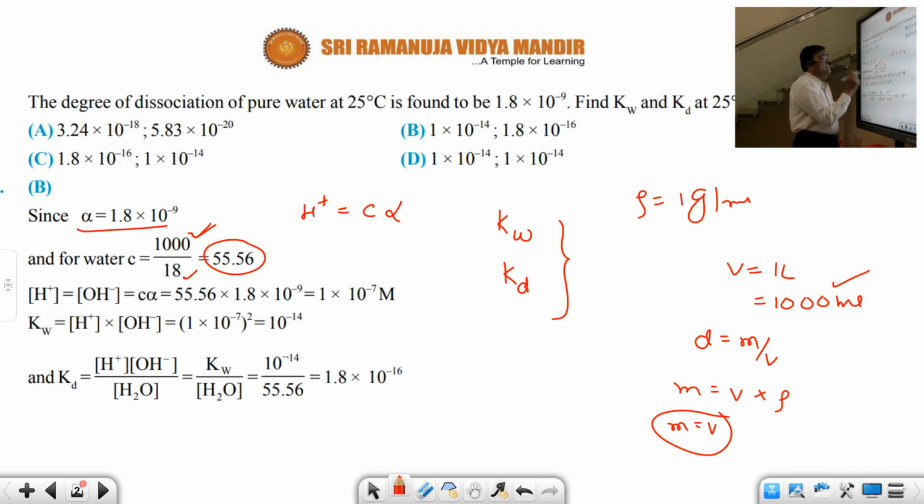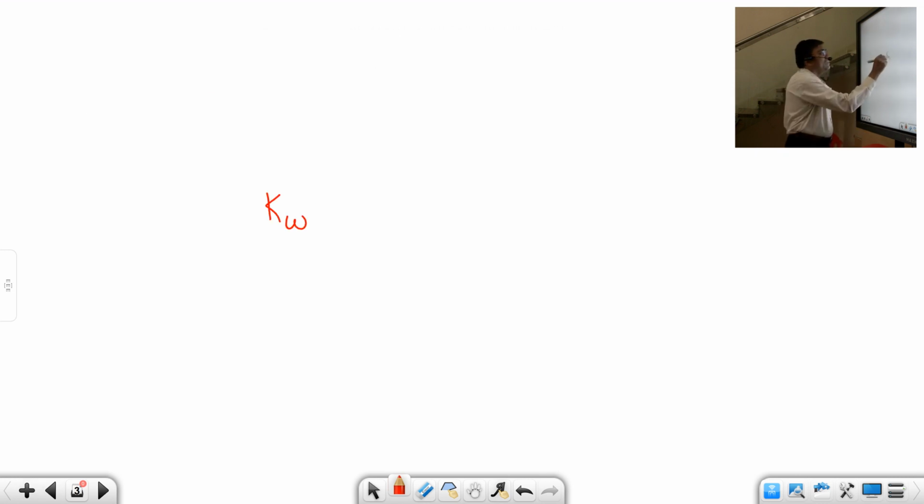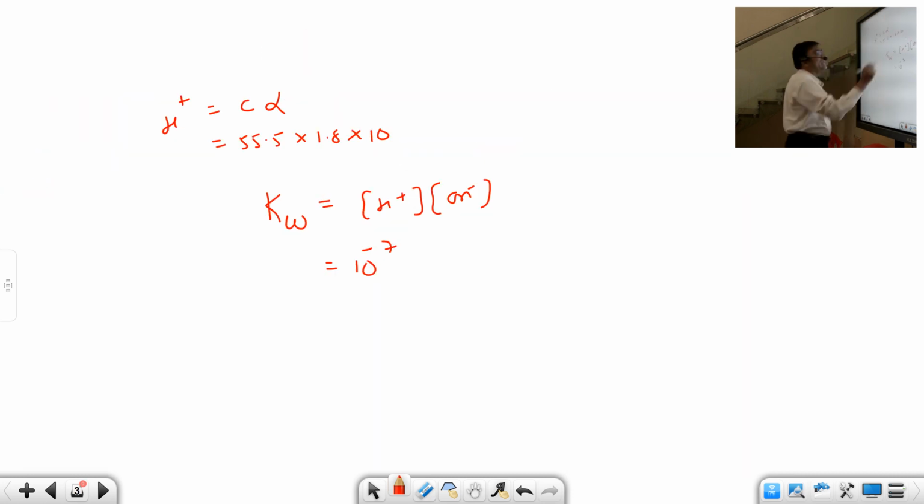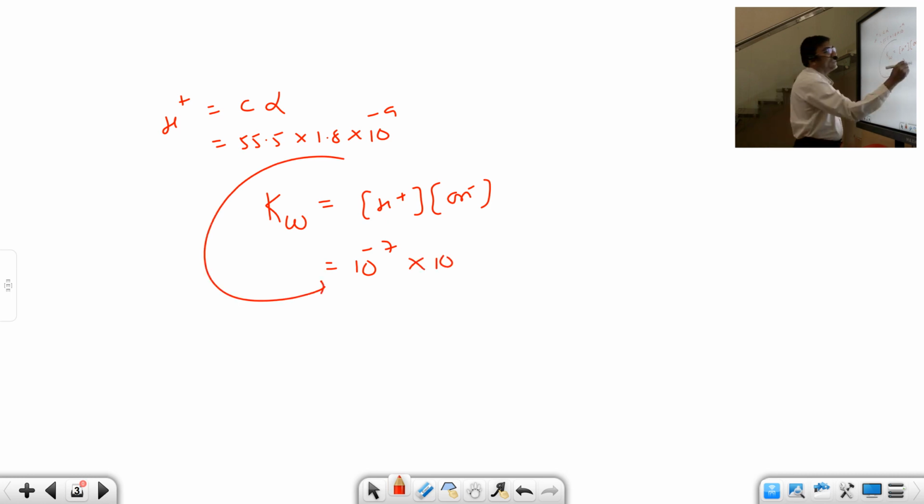So now alpha is given, H plus is equal to C alpha. This way you got 10 into 10 power minus 7. So every time whenever the water is dissociated, Kw is equal to H plus into OH minus. So why you are writing 10 power minus 7? The reason being, H plus is equal to C alpha, and C is 55.5, and alpha value is given 1.8 into 10 power minus 9. So it comes out to be 10 power minus 7, and naturally OH minus is also 10 power minus 7, so Kw comes out to be 10 power minus 14.